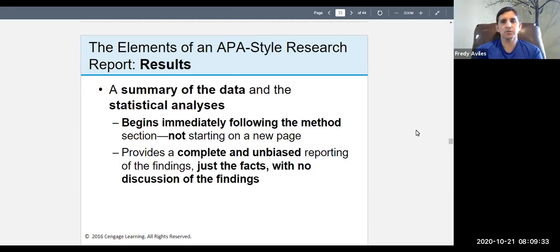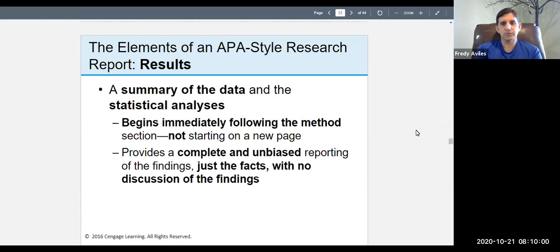We need to talk about the results section of the APA style paper. The results, okay? It's a summary of the data and the statistical analyses. So you're summarizing what you found. You've calculated your means, your standard deviations, your percentages, whatever you need to do. And now you need to report what it is that your data actually shows, okay?